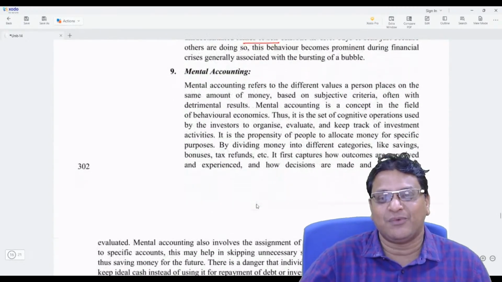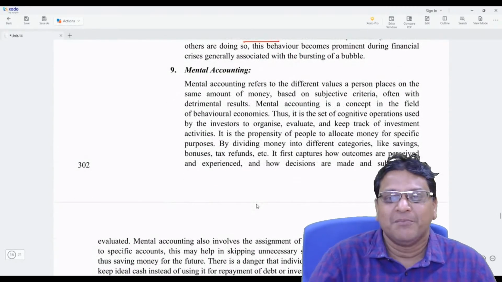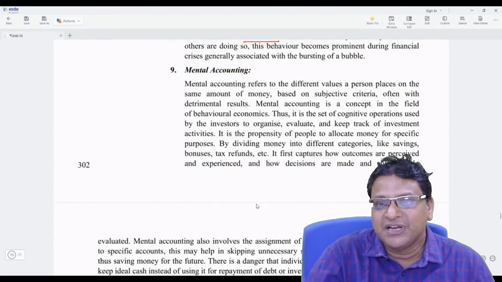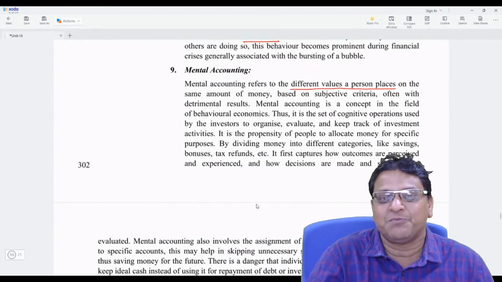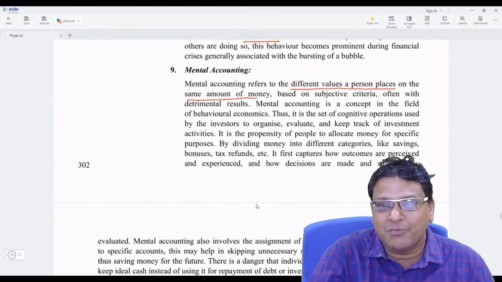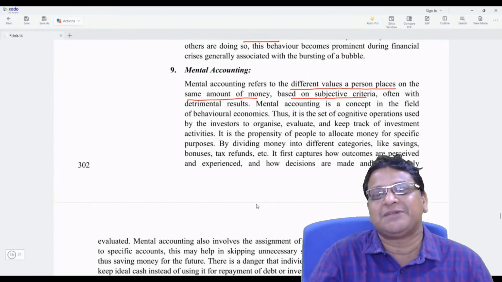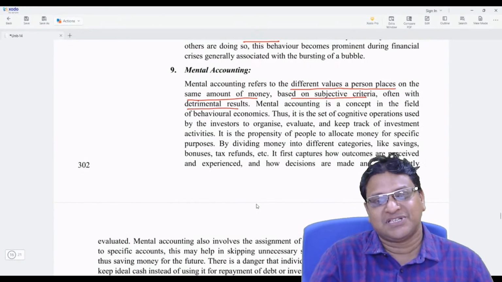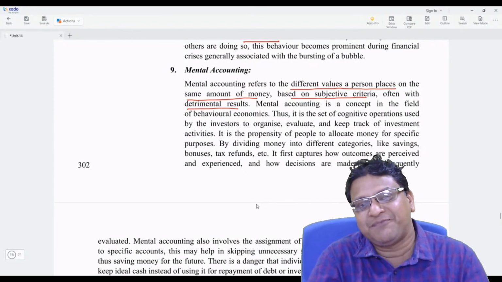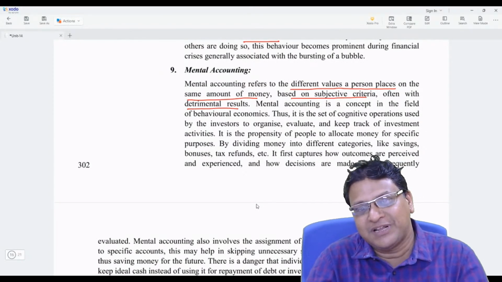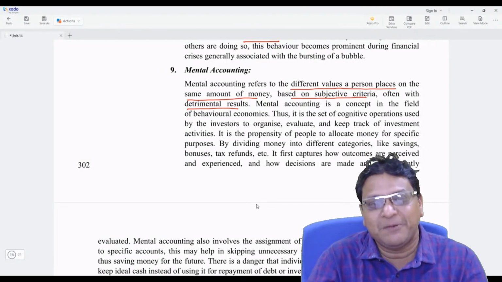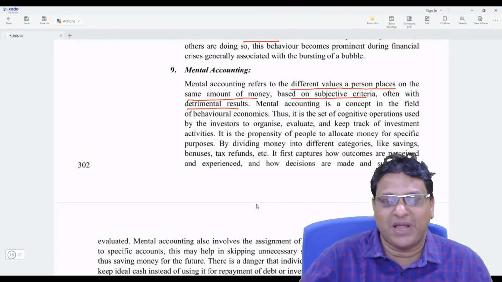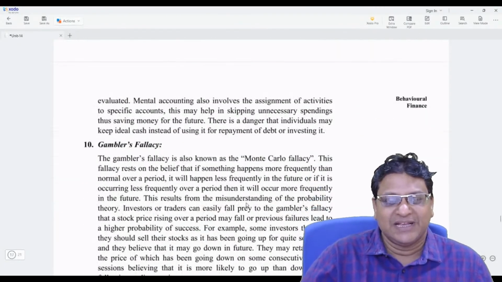Next, mental accounting. What is mental accounting? Mental accounting refers to the different values a person places on the same amount of money based on subjective criteria, often with detrimental results. The same amount of money has different value for different places, for different persons. That is known as mental accounting.